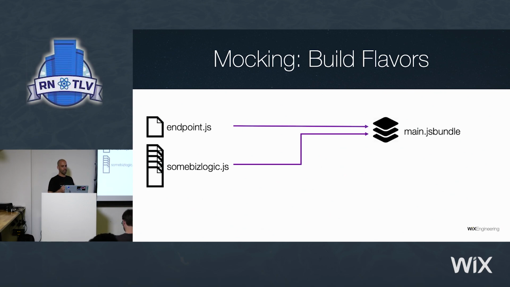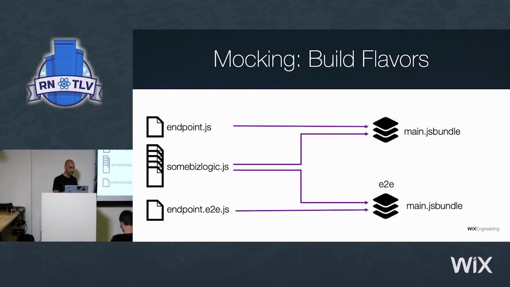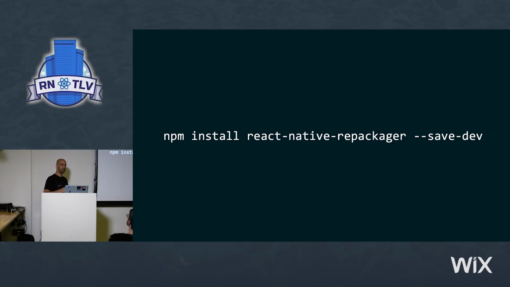One way of doing it is creating a new flavor of the JS bundle and pointing it in the direction that we want. This is actually supported in Metro Bundler, and just by creating any file.e2e.js, we can override and create a custom JS bundle, which now points everything to the mock endpoints. So with very little modification, React Native can support multiple build flavors. For those of you who are using React Native pre-55, you can use React Native Repackager. It's a library that we wrote, which is just a patch file, and you can run it as a patch on React Native and get whatever you need to mock exactly as in a React Native 55 app.